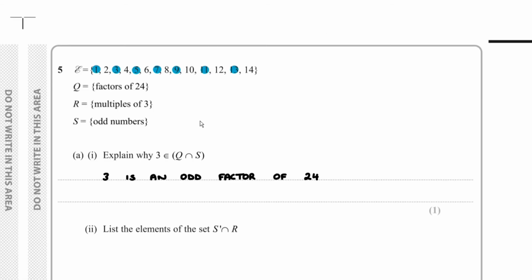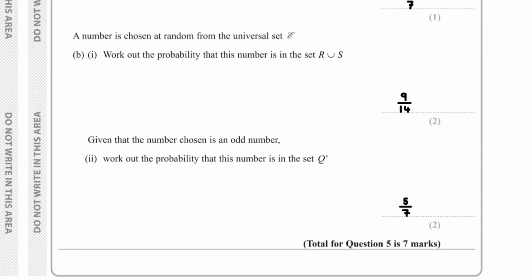Which one of these are factors of 24? Well, 1 is a factor of 24, 3 is also a factor of 24, meaning those which are not factors of 24 given these odd numbers is the 5, the 7, the 9, the 11 and the 13. Hence we have 5 over 7.